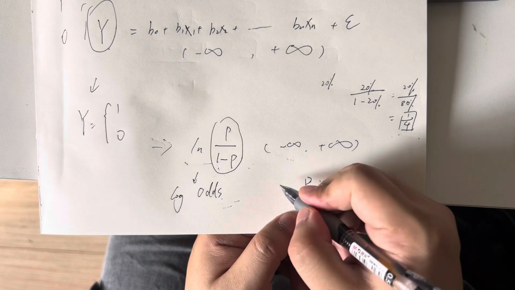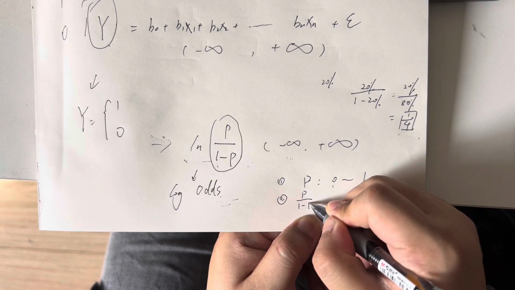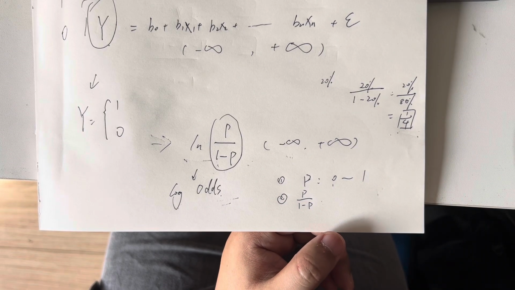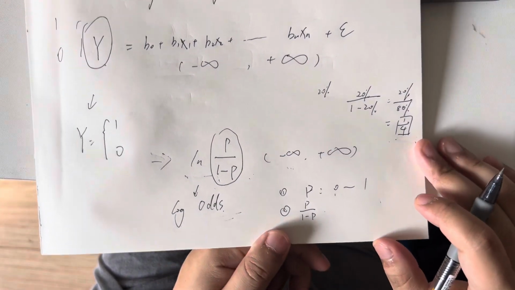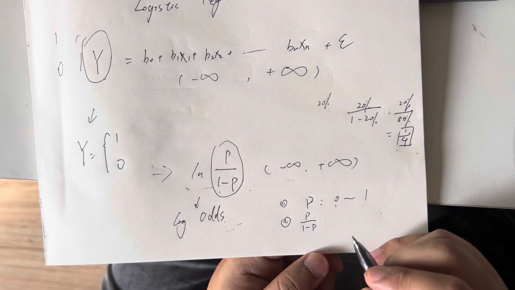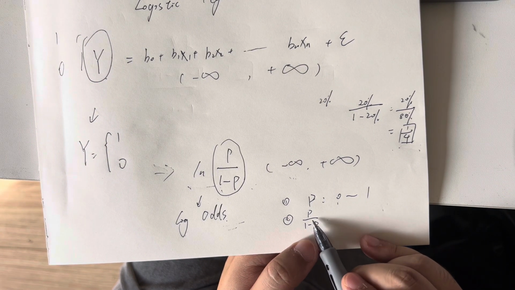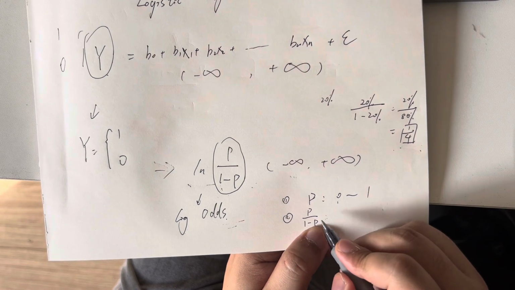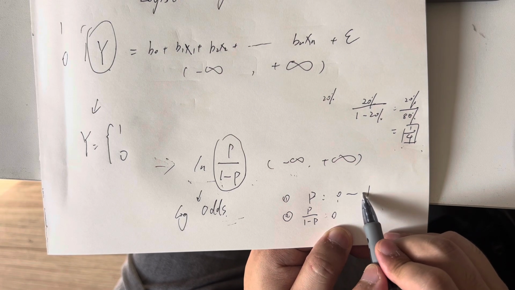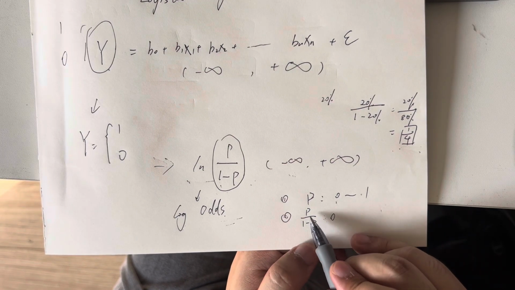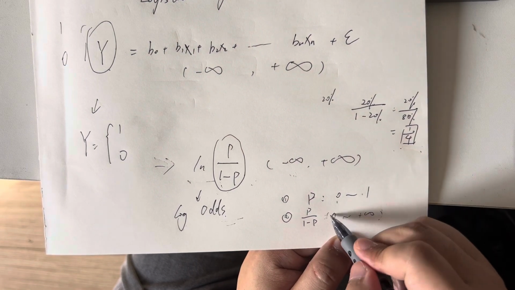And if you look at the odds, p divided by 1 minus p, of course you can use mathematics to derive that, but let's just quickly look at some extreme values. The smallest value is 0, when p is 0. The biggest value is when p is really close to 1, so 1 divided by something approaching 0, and there will be infinity. So the odds range from 0 all the way to infinity.